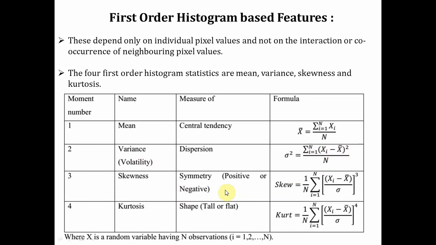Okay, skewness provides positive or negative. If you have the waveform positive or negative, it will show you the skewness. Kurtosis shows whether the waveform is tall or flat, the different kinds of valleys or peaks in the waveform. Okay, this is the formula.